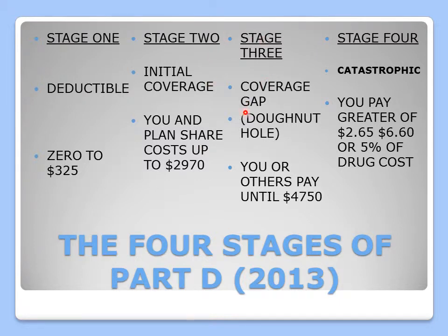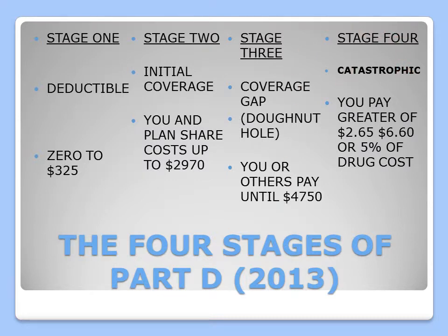Stage 3 is the coverage gap, or the donut hole. The reason why they call it the donut hole is there was coverage prior. There can be coverage after, so the term the donut hole. During that time period, you pay a reduced amount for the prescription drugs. Brand names, you would pay 47.5% of the discounted retail price. The generics, 79% of the discounted generic price, until the out-of-pocket expenses were up to $4,750. And then you would move to Stage 4, which is the catastrophic coverage.